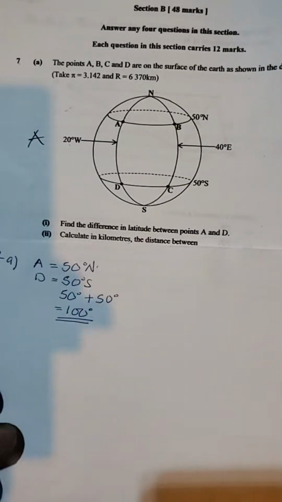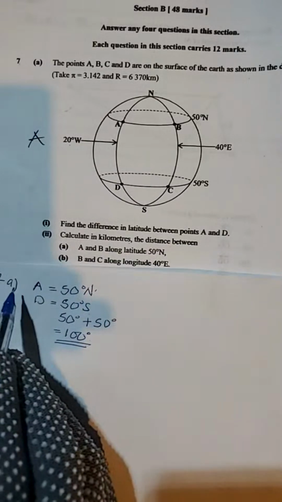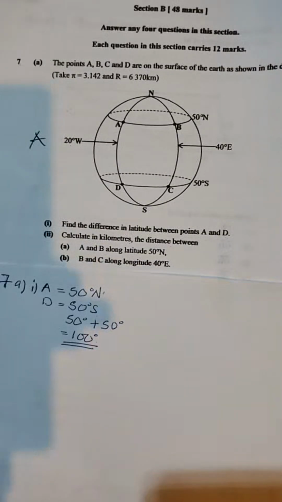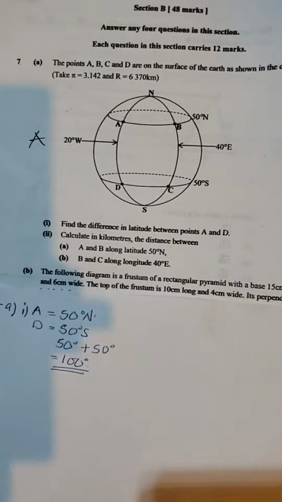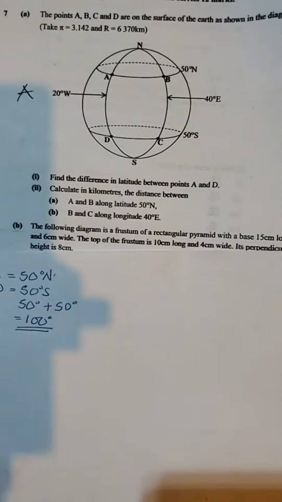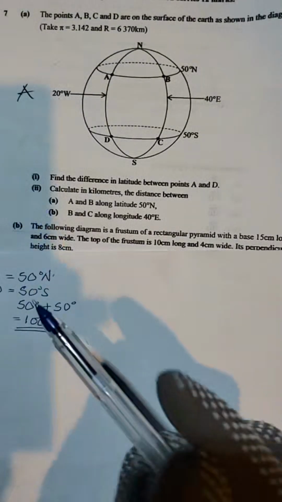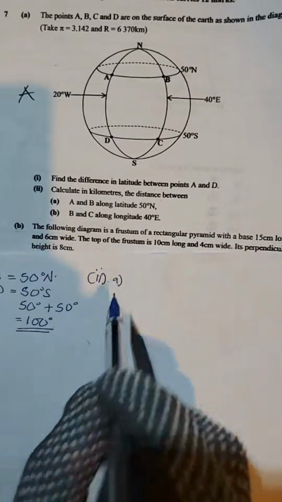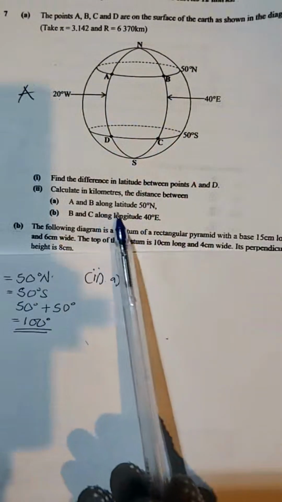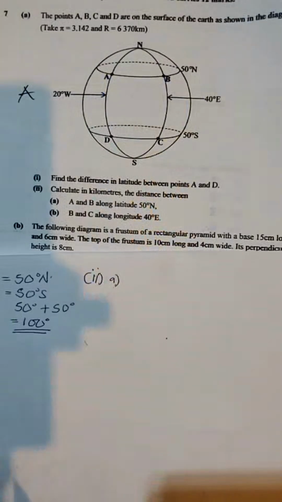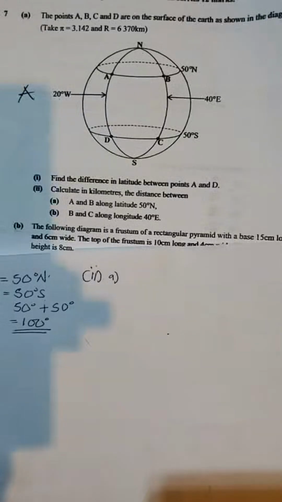Let's go to question 7B, part 1. The second question is saying, calculate in kilometers the distance AB. Check the distance AB along latitude 50 degrees north. So this is the distance along the line of latitude.